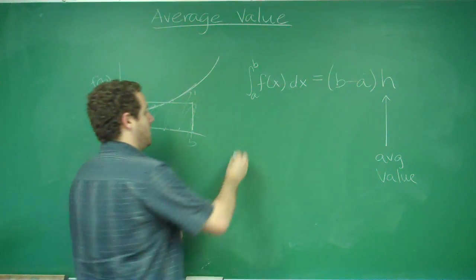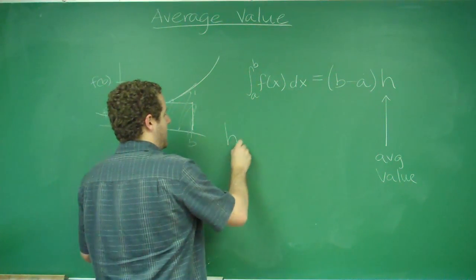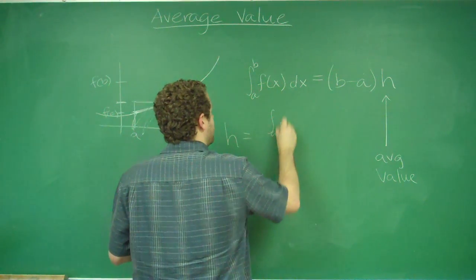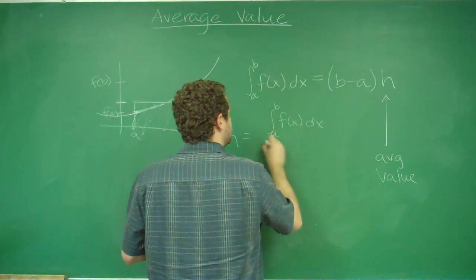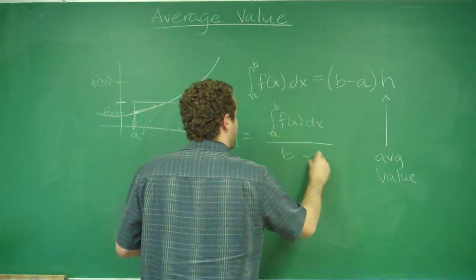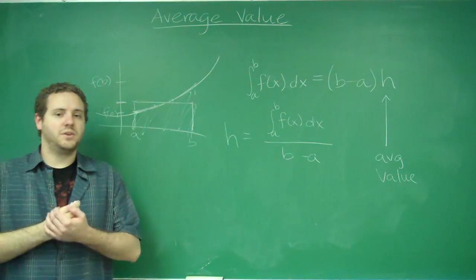So to solve for h, all you need to do is divide by b minus a. So we get h equals the area under the curve divided by the width of your interval, and that gives you the average value of your function.